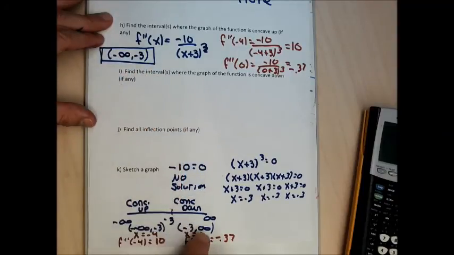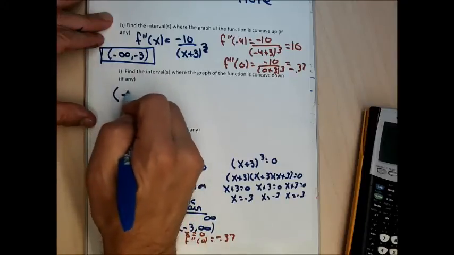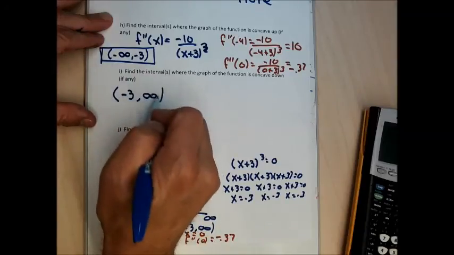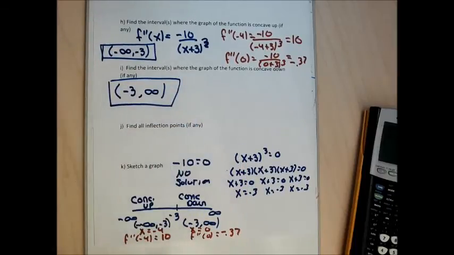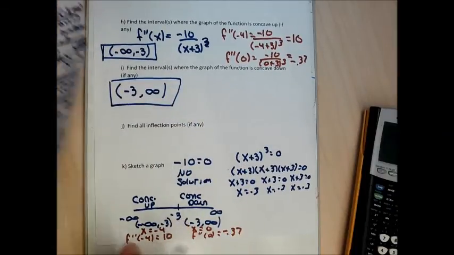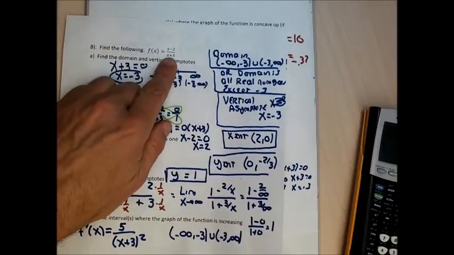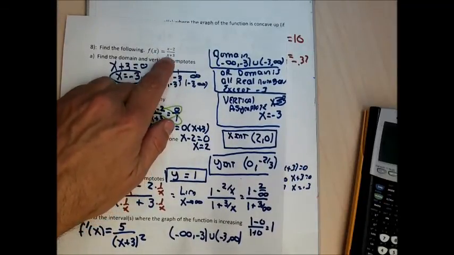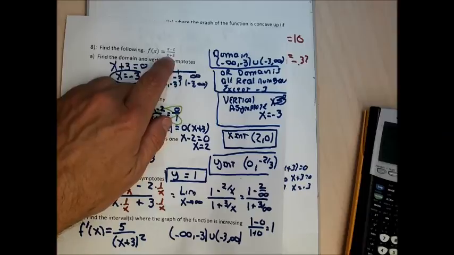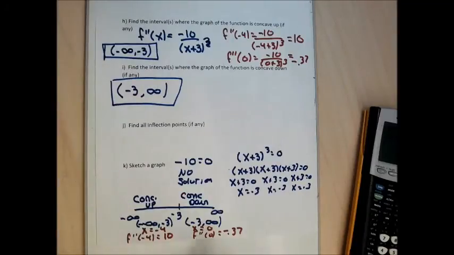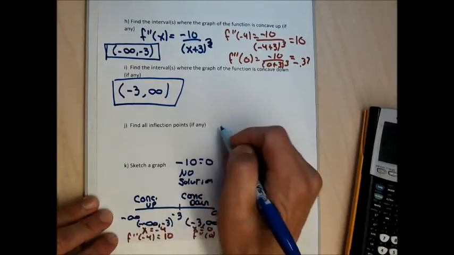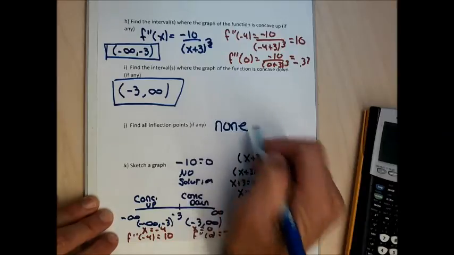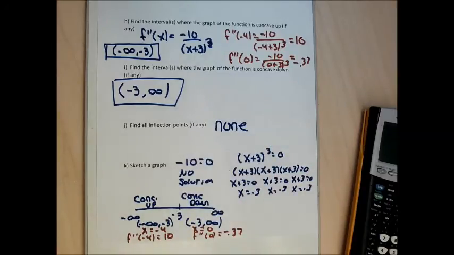The interval where the graph is concave down is from negative 3 to infinity. For the inflection point, if I tried to plug negative 3 into the original function, you'd get a 0 in the denominator, which is undefined. The graph doesn't exist; the function isn't defined at negative 3. So even though it changes from concave up to concave down, it doesn't on either side of an asymptote, and that gives you no inflection points.